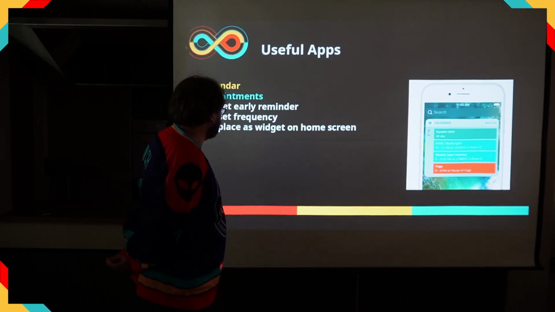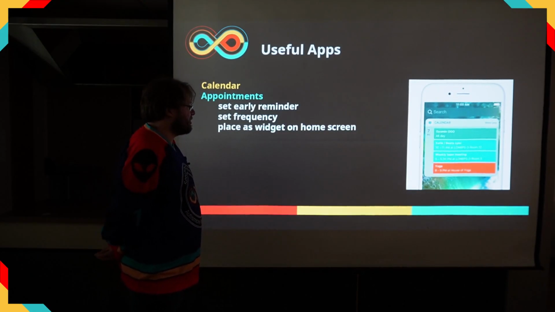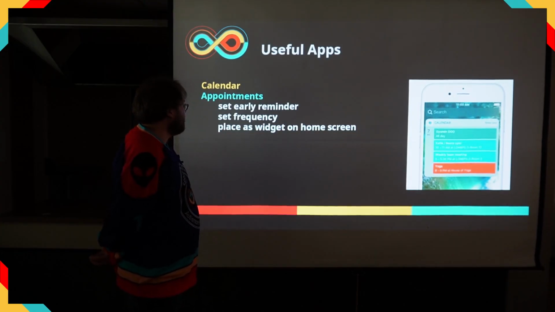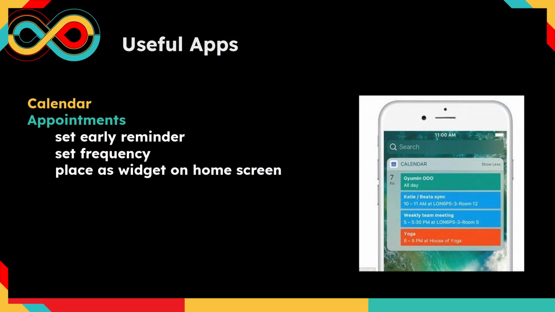You can set the early reminder. You can set how many hours you want the reminder to be before an appointment or important event. You can also set the frequency, so if it's a recurring meeting, as well as you can place a widget for this calendar app on your home screen, and it can then update. It's easier to stay organized on top of things.